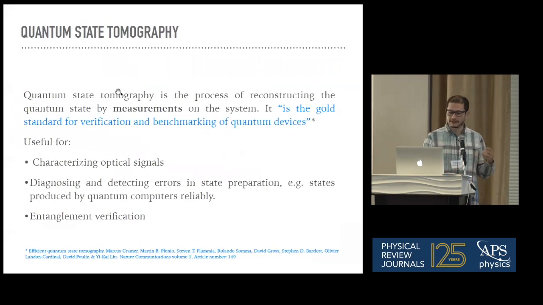So, what is quantum state tomography? It is the process of reconstructing a quantum state by measurements on the system. Okay, and it is the gold standard for verification and benchmarking of quantum devices, which is useful for instance for characterizing optical signals, and diagnosing and detecting errors in state preparations, for instance states produced by quantum computers. You can use that for entanglement verification and so on. So it's an interesting research topic, and it's technologically relevant for this coming era of quantum computing.